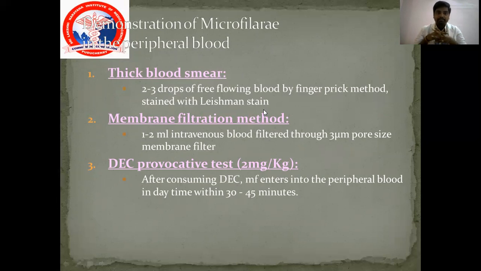microfilariae. Membrane filtration method: 1 to 2 ml of intravenous blood is filtered through a 3 micrometer pore size membrane filter. DEC provocative test. After consumption of DEC, microfilariae enter the peripheral blood in the daytime, within 30 to 45 minutes. Usually the microfilariae are present in the bloodstream only at night, when the body is at rest, while during the active stage they cannot be identified in the bloodstream. Only in the rest stage can we identify them.